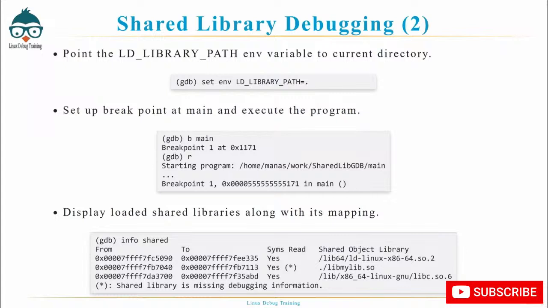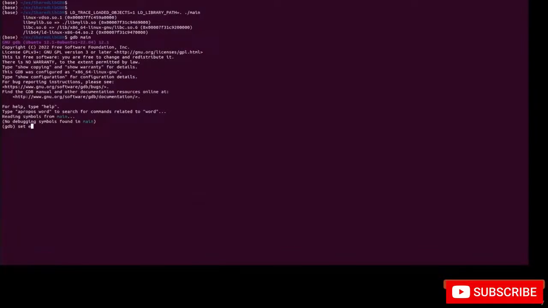Before we execute the program, we're going to set the environment variable LD_LIBRARY_PATH to the local directory so that it can find the local version of the library. We will then set up a breakpoint and we will execute the program. And then when we hit that breakpoint, we can display the loaded shared libraries along with their associated mappings. So let's take a look at that now in practice.